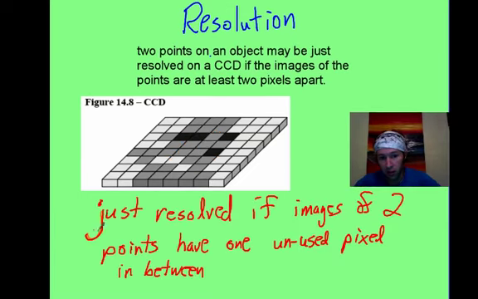And what you can remember then is this fact in here that's red, that as long as there is an unused pixel between those 2 images, then you can just resolve them. So, for example, let's say that I've got my giraffe head again, and here's the horns on top of his head. As long as there's space in between, where you will see that there's something, nothing, and then something, then that is just resolved.